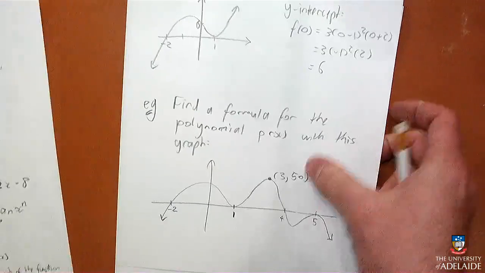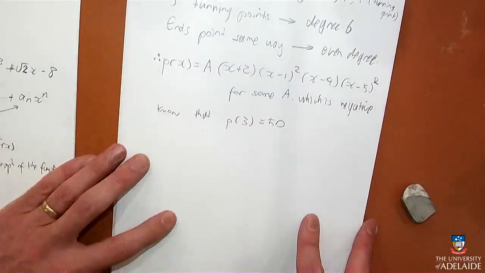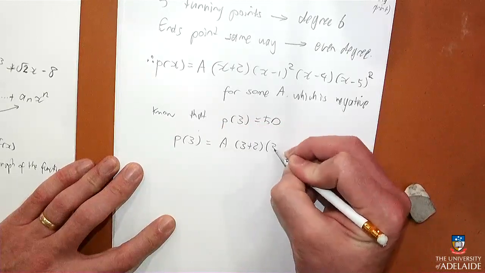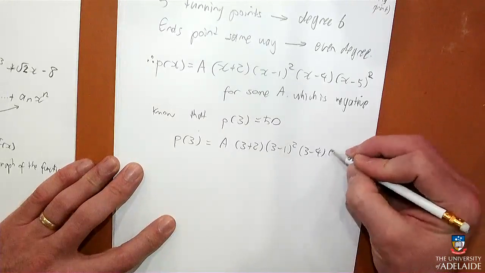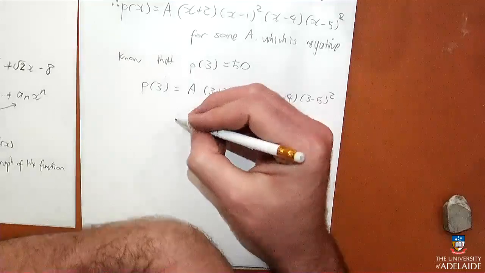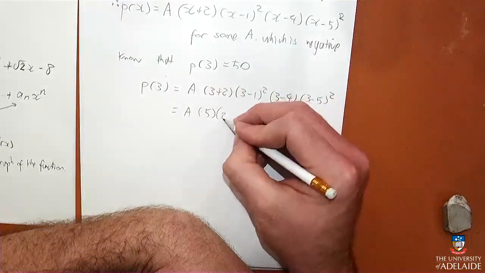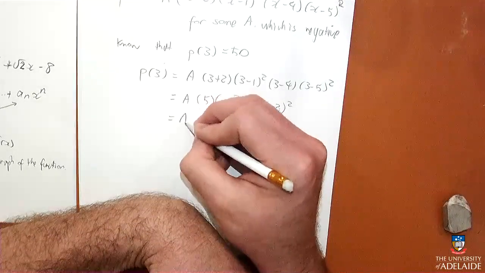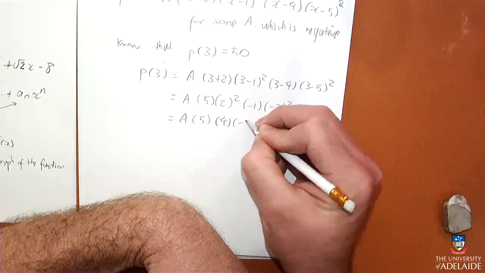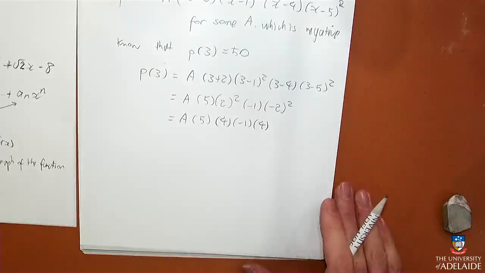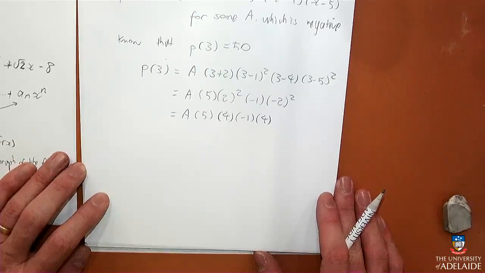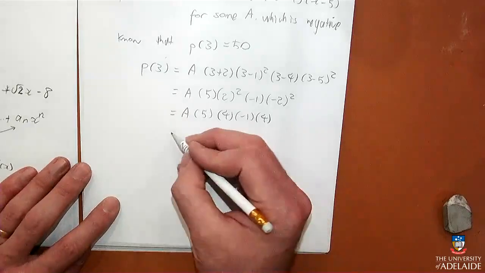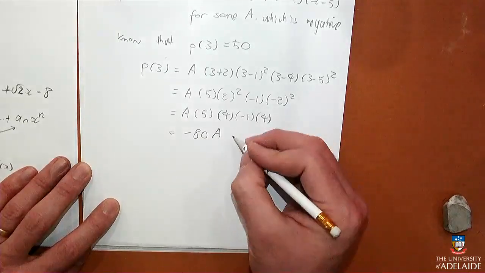Let me just check my drawing. Yep, okay. So P of 3 should be 50, and so let's see. P of 3 is a times 3 plus 2, 3 minus 1 squared, 3 minus 4, 3 minus 5 squared, which is a times 5 times 2 squared times minus 1 times minus 2 squared, which is a times 5 times 4 times minus 1 times 4, because minus 2 squared is still 4, and 5 times 4 would be 20, so that'll be 80. Yeah. But it's minus 80a. And this is supposed to be 50.